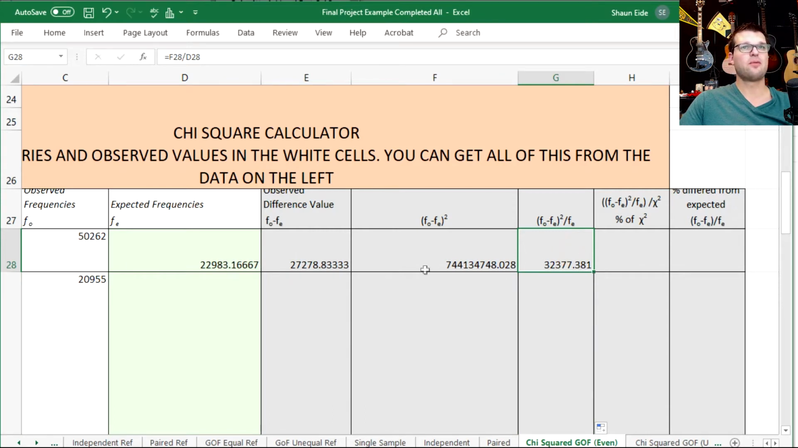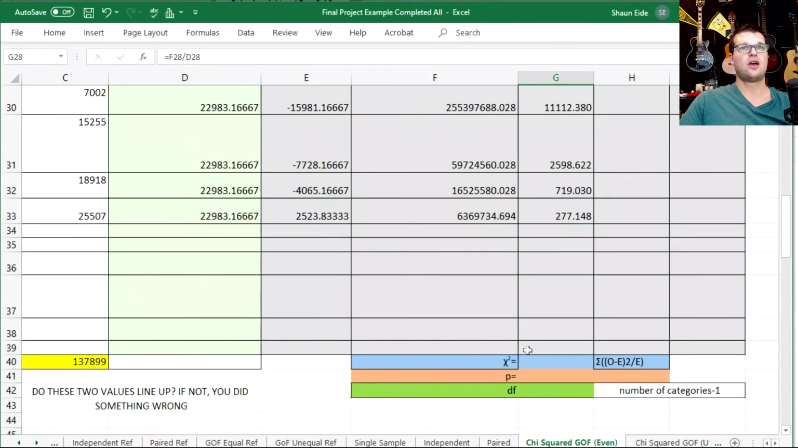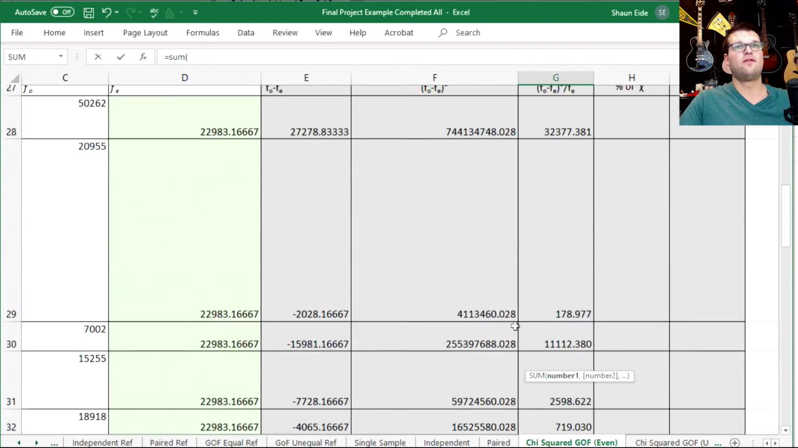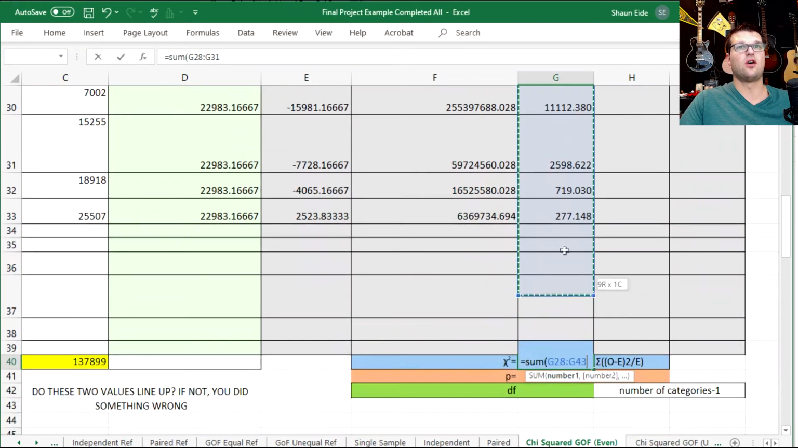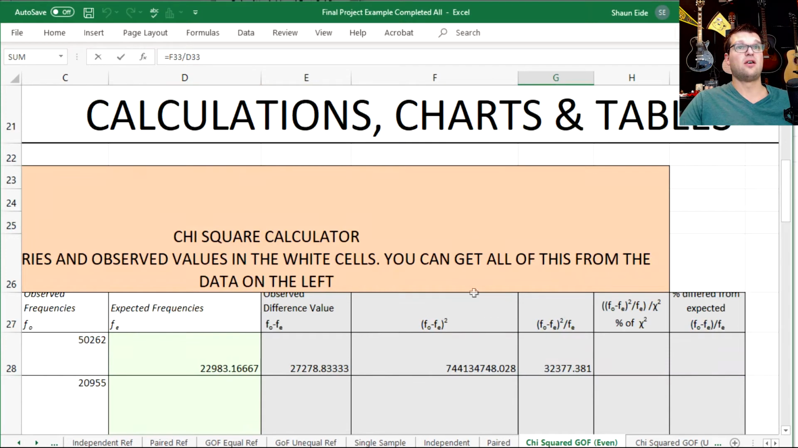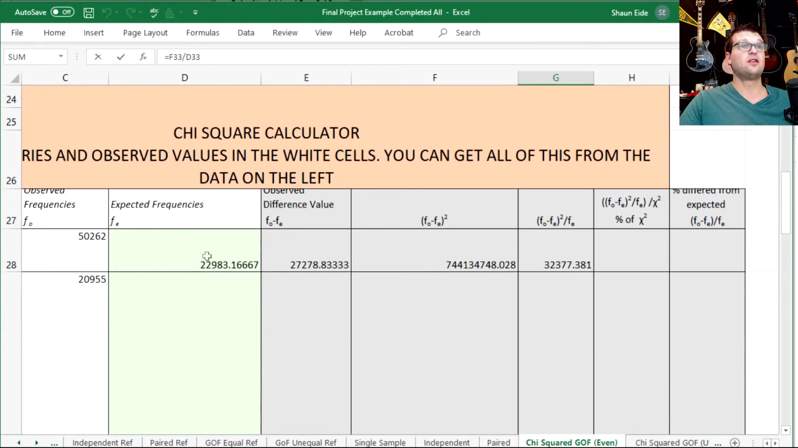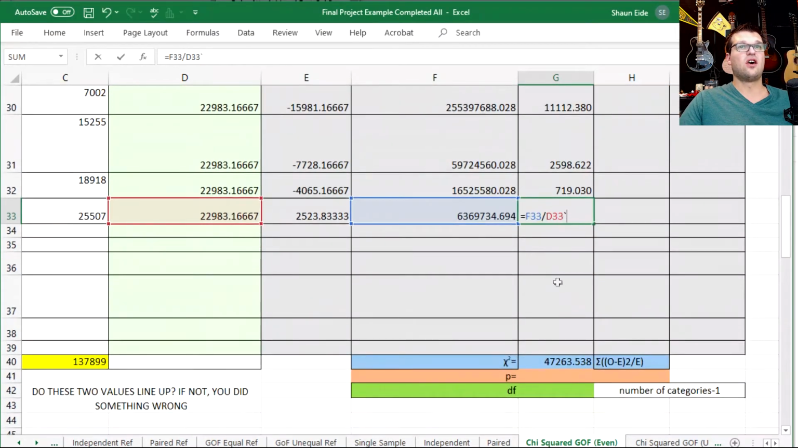And then after you divide it by the frequency expected, you are going to add all of these up, because these are actually all of the contributions to chi-squared. So what we have is frequency observed minus frequency expected squared divided by the frequency expected, and we did that all the way down. And these are all of these individual categories' contributions to that chi-squared value.